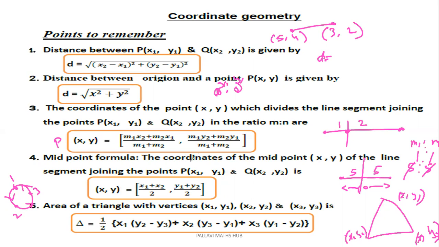This is very important. In your exam, one more question they will ask. What is that question?